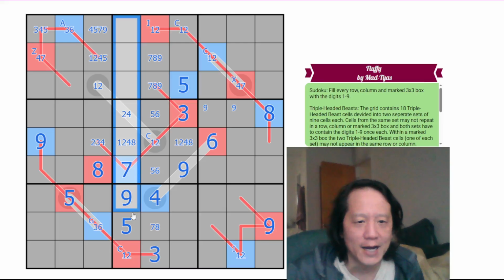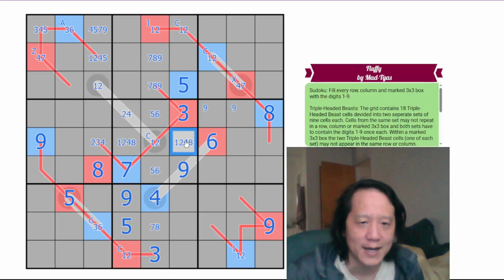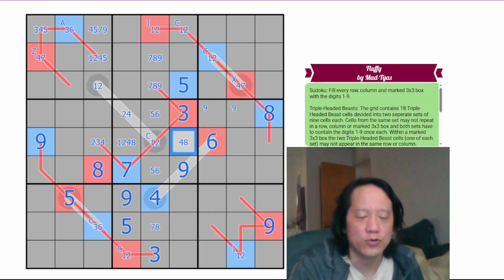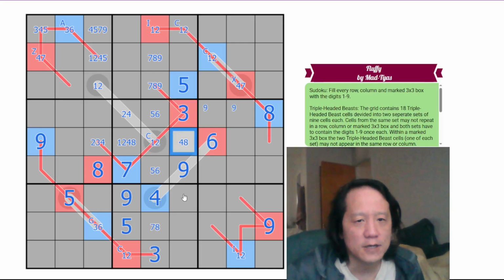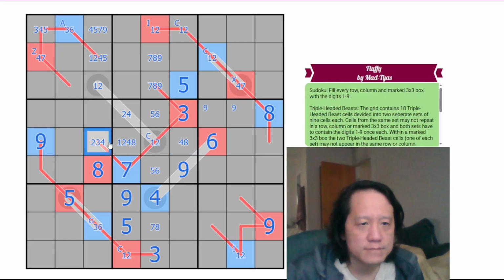So where's I in column 4? It cannot be here, so it must be one of these two. Which means I cannot be here, C is here, so this cannot be 1 or 2. It's 4 or 8 here. Okay. That means we know 9 is one of these two.